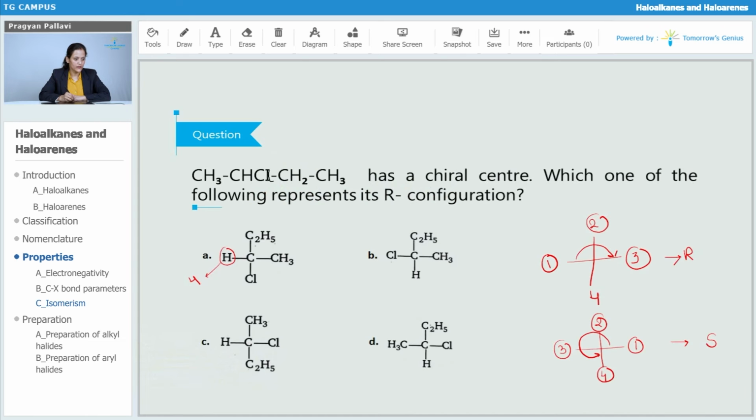Here we have chlorine and CH3 at the horizontal position, and the lowest priority group is kept in the vertical position, so we don't need to swap here, we can just count. This is the first priority group, this is the second, and this is the third. This is clockwise, so definitely this is the R configuration. So we have got our answer, but let's check the other two options also. Here we have C2H5 and CH3. Again the lowest priority group is at the horizontal position, so we are going to swap it.